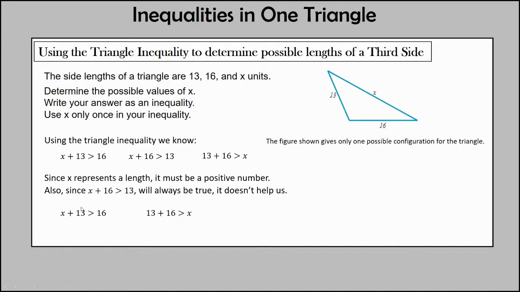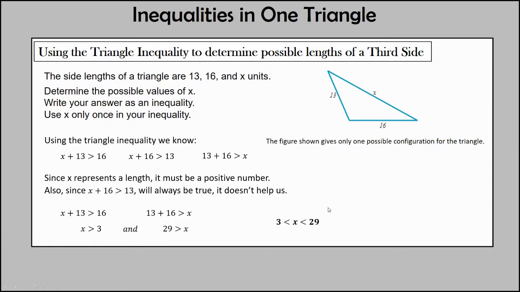So if I solve these, subtract 13, I get x is greater than 3. Add these two, I get 29 is greater than x, or you can think of it as x is less than 29. Now I'm going to join these two with the word and. You might remember this from back in your days of algebra. And means both conditions have to be true. So any value of x that I want to use has got to be both bigger than 3 and less than 29.